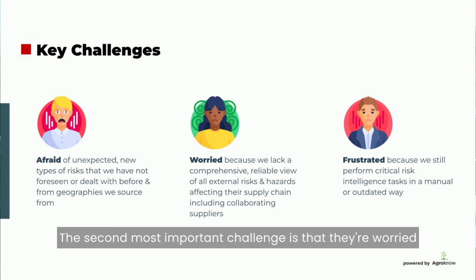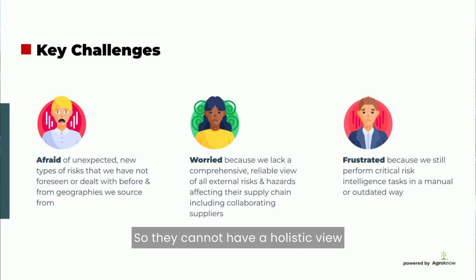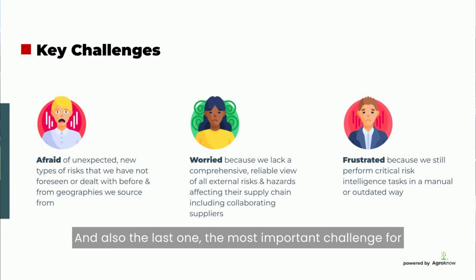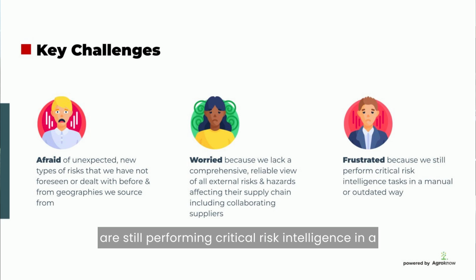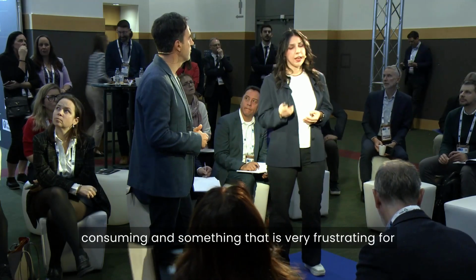The second most important challenge is that they're worried because they lack a comprehensive view of all external risks and hazards affecting the supply chain, so they cannot have a holistic view of what they should look at. And the last one, the most important challenge for them, is that they're frustrated because many of them are still performing critical risk intelligence in a manual or outdated way, which is very time consuming and very frustrating for them.